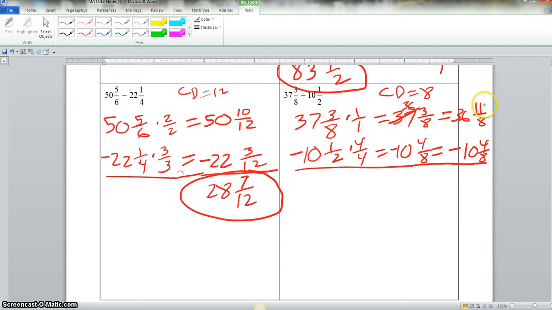Now, we're going to subtract. 11/8 minus 4/8 will give us 7/8. And 36 minus 10 is 26. And this is our final answer, 26 7/8.